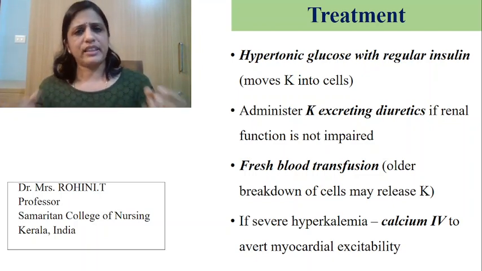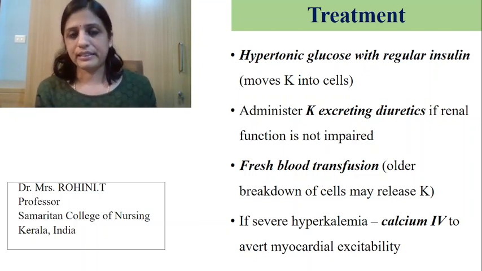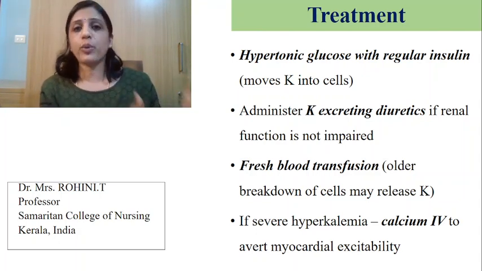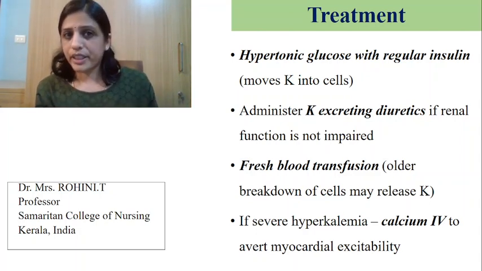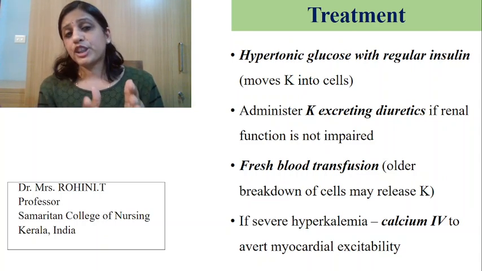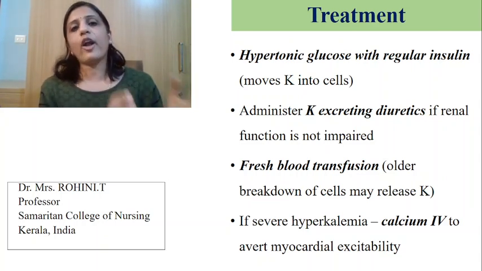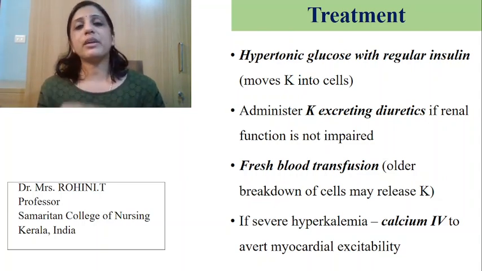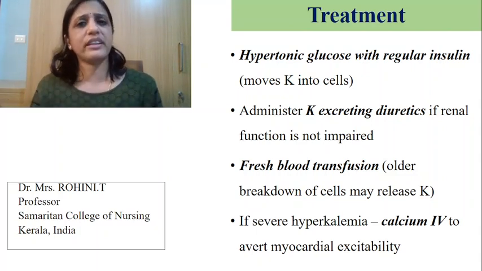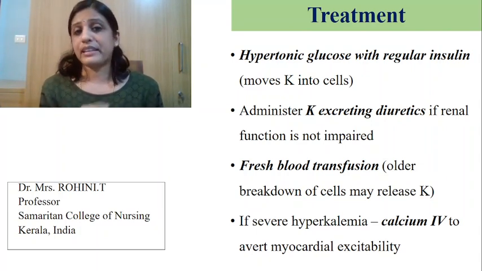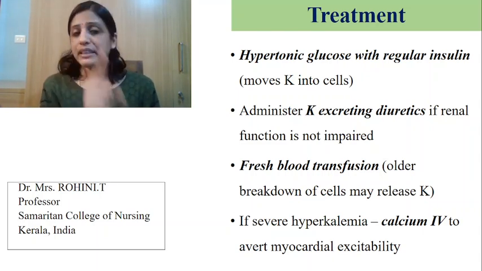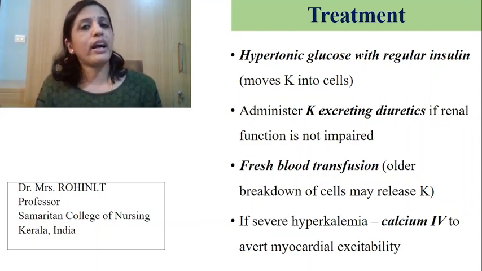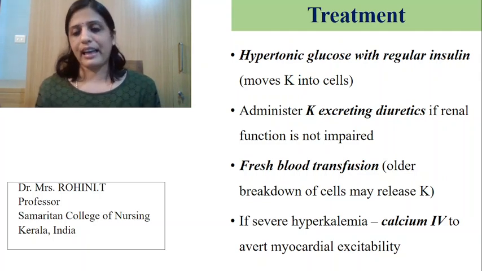What treatment should be started? Very severe, think about hemodialysis. If it is moderate to severe, we can give a potassium binder, sodium polystyrene sulfonate, Kayexalate. We can think about starting the patient on hypertonic glucose along with regular insulin, because insulin will take potassium into the cell. Then administer potassium excreting diuretics, potassium losing diuretics like Lasix, thiazide diuretics like hydrochlorothiazide. In addition, if the patient needs a blood transfusion, remember it is fresh blood. And to prevent myocardial excitability, we may give intravenous calcium.